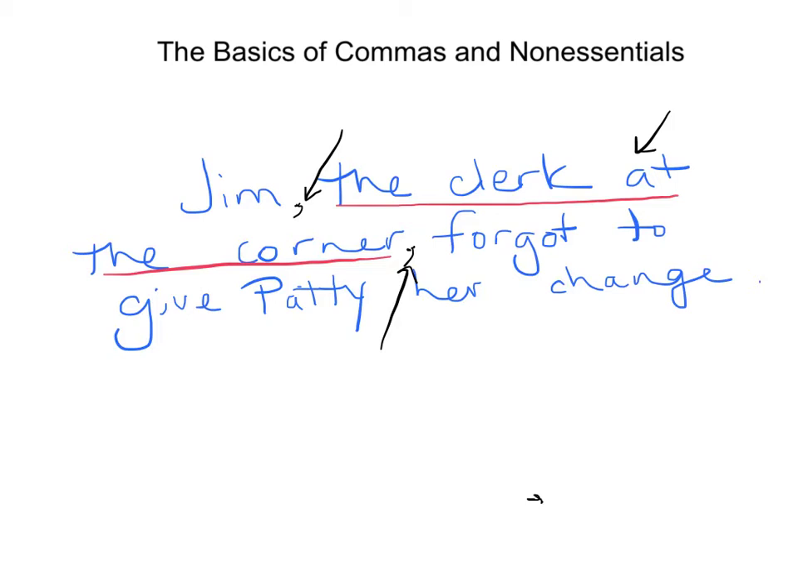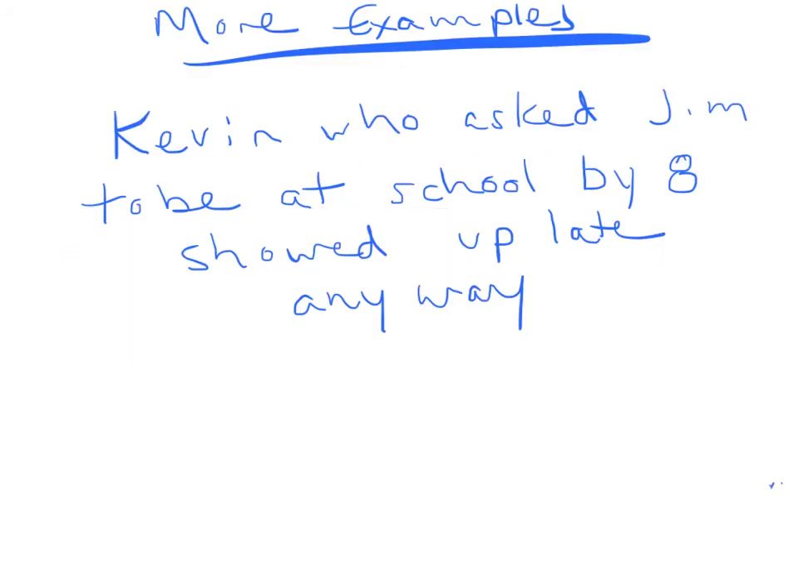Alright, let's take another look. In this example, which reads, "Kevin, who asked Jim to be at school by 8, showed up late anyway," you can see that without any commas or proper punctuation, this can be a difficult sentence for readers to initially read and possibly even to understand. So let's look at the words and figure out what our essential information is and what is non-essential. "Kevin, who asked Jim to be at school by 8, showed up late anyway."